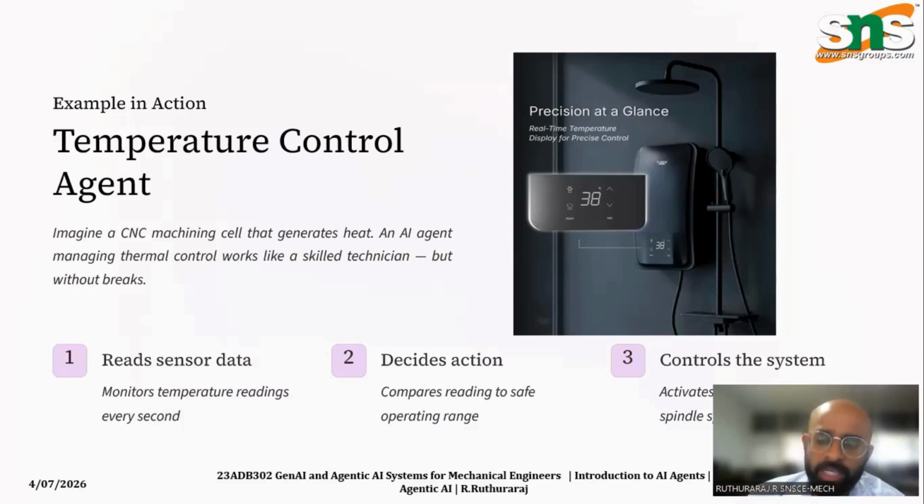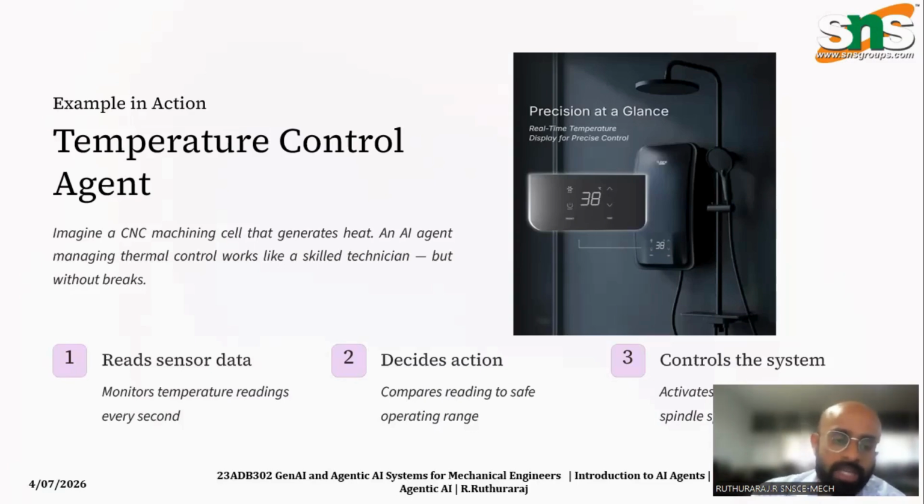The temperature control agent will monitor the environmental temperature continuously. So it has to perceive the temperature. For perceiving the temperature, it may use a thermocouple or an infrared sensor. That is the perception part. Imagine a CNC machine cell, a room fitted with a CNC machine. Once the temperature reaches a certain point, the temperature control agent will turn on the air conditioning unit automatically. Once the temperature is maintained within a certain limit, it will turn off automatically. This is the purpose of a temperature control agent.